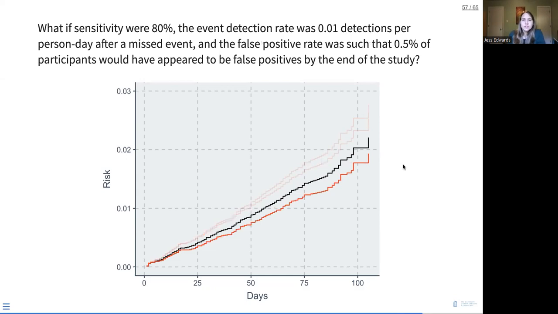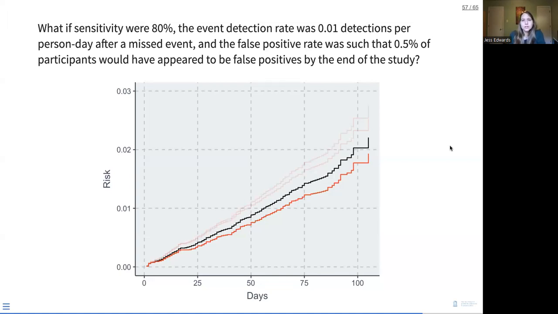And then finally, we could say, okay, well, what if we think there are some false positives? So we think that, even had no one had the event, just with the tests that we know they were using, 0.5% would have appeared to be a false positive by the end of the study. We can take that, turn that into a rate, and we would have gotten this red line here, where I've grayed out the previous two scenarios so you can see how they're changing. And this function at the bottom is the function that corresponds to the scenario described here.